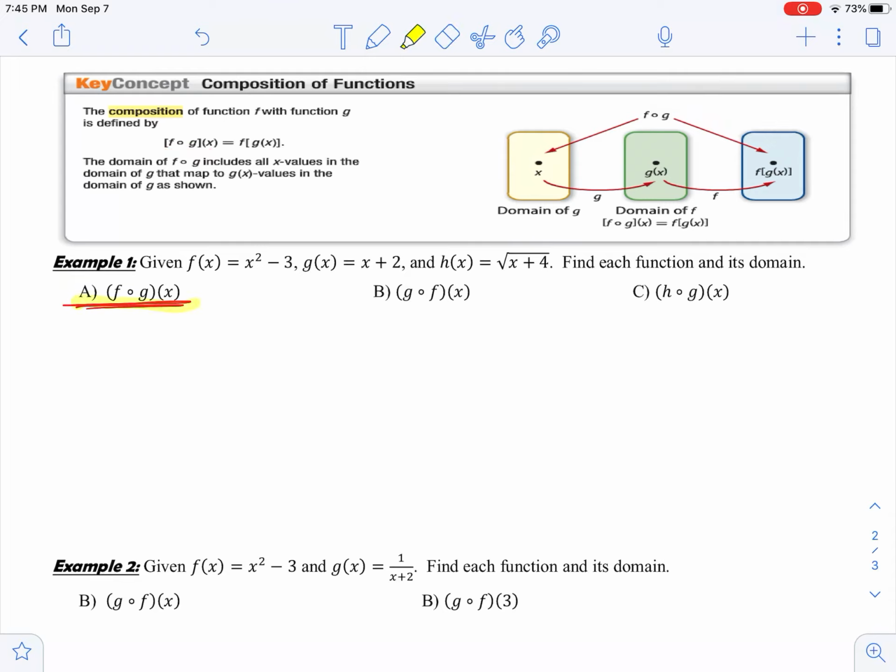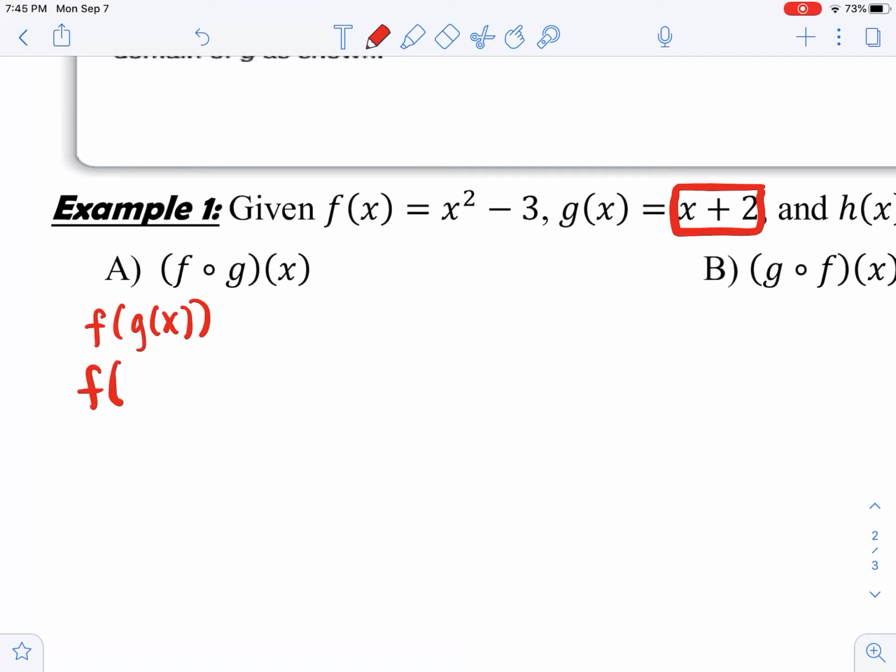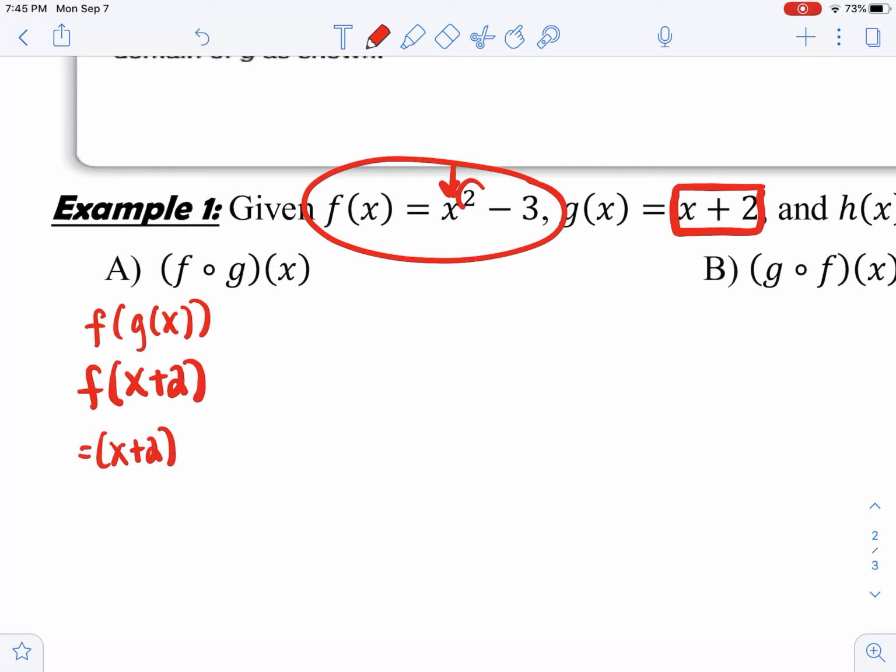Okay. So let's go ahead and do this. This first one says find f of g of x. So first off, I like writing it like this first. Find f of g of x. So this says take the function g of x and plug it into f. First off, I'm going to write down f of, and then I'm going to look to see what g of x is. It is x plus 2. So now I'm going to plug x plus 2 into f. So here's f. I'm going to plug in x plus 2 here. So that becomes x plus 2, and then this squared, minus 3.